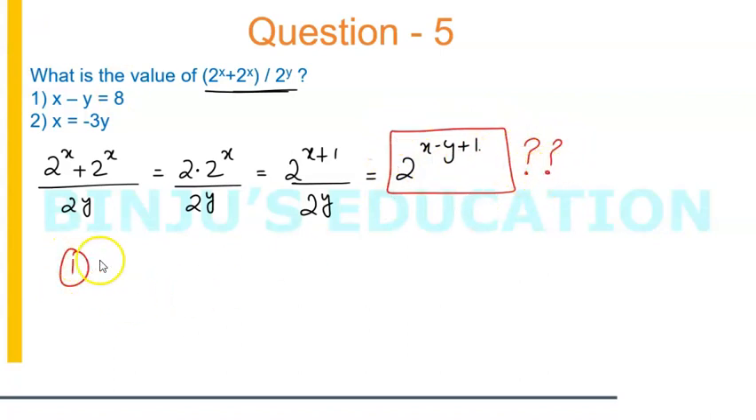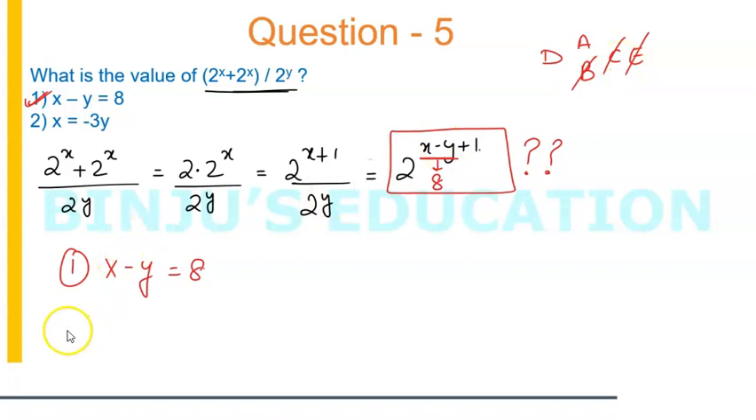Statement number 1 says x minus y is equal to 8. So if I know the value of x minus y, then I know this value, this is equal to 8. This will become 2 to the power 8 plus 1, which is simply 2 to the power 9. That's my answer. I'm getting a conclusive answer, which means statement number 1 is giving me a conclusive answer. So that means B goes out, C goes out, E goes out. It's either A or D.